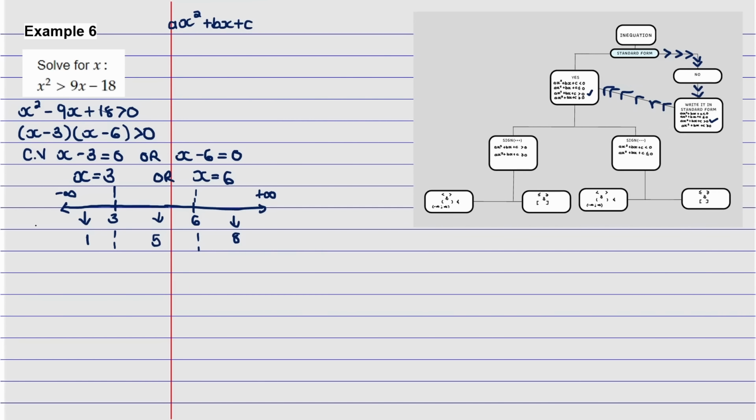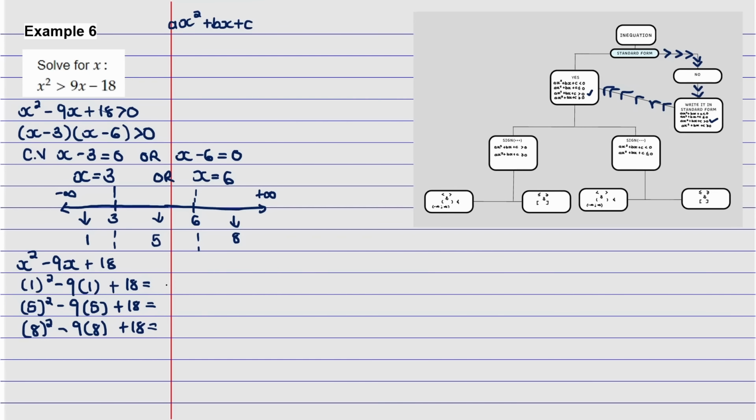Then the one that you wrote in standard form is where you're going to substitute the numbers that you picked. So which one is this one? It's going to be x squared minus 9x plus 18. So we're going to substitute here the numbers that we picked. The first one is 1 squared minus 9 times 1 plus 18, is equal to. The second one is 5 all squared minus 9 times 5, plus 18, is equal to. And the last one is 8 squared minus 9 times 8, plus 18, is equal to.